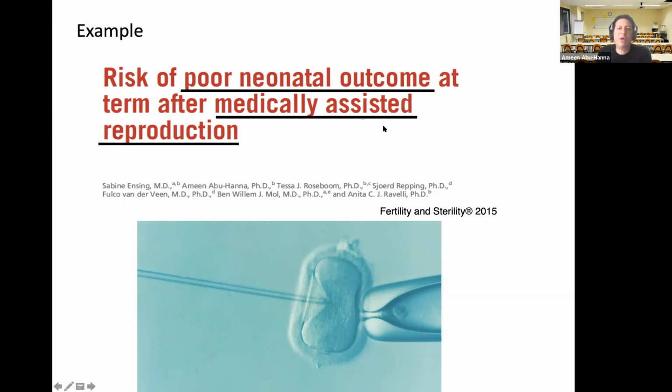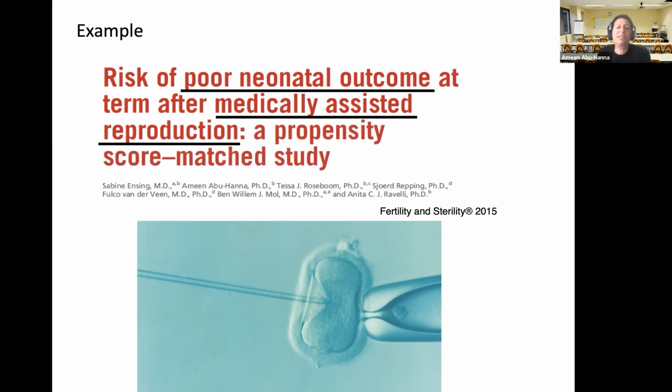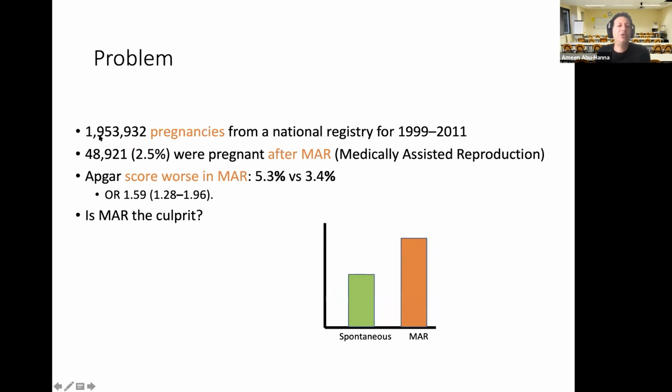The problem for us was whether this is causally associated with poor neonatal outcome. We will see that babies born because of MAR, medically assisted reproduction, have somewhat worse outcomes. The question is whether it is because of the technology. I will illustrate it with something called a propensity score matched study. I'll keep it at a conceptual level. The most important thing for me is that you understand the difference between causality and prediction. We looked at about 2 million pregnancies.